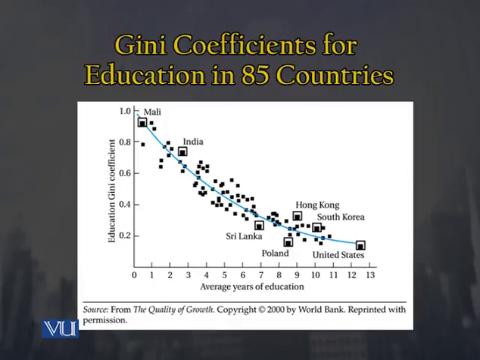So we can see that there is this negatively sloping curve which represents the relationship between average years of education and the education Gini coefficient. If average years of education is low, then the educational Gini is relatively higher, and if the average years of schooling is very high, then the inequality in the distribution of educational qualification also goes down. So there is this inverse relationship.